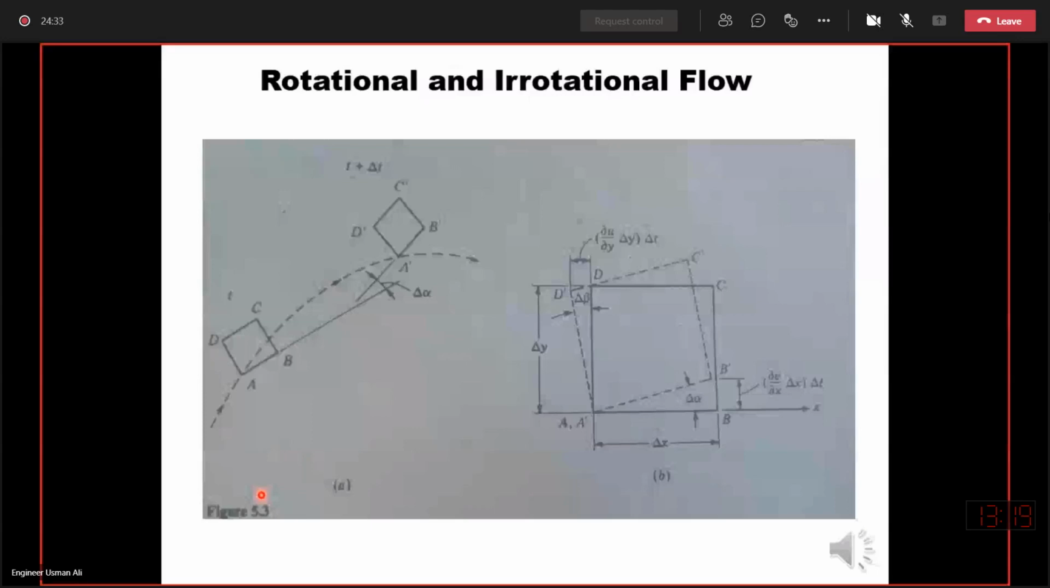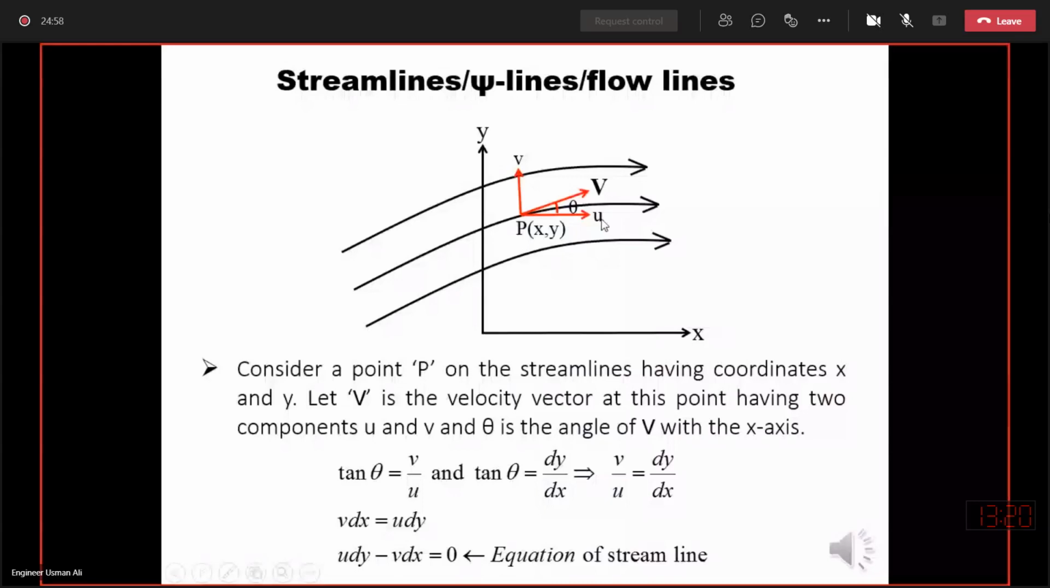The streamlines have more spacing when the velocity is smaller, and lesser spacing when the velocity is more. We also considered one streamline and the velocity vector tangent to point P having coordinates x and y, and the velocity components along x and y being u and v respectively, with theta angle with the horizontal x-axis. So tan theta we define as v over u and dy over dx. From this we got u dy minus v dx as the equation of the line.